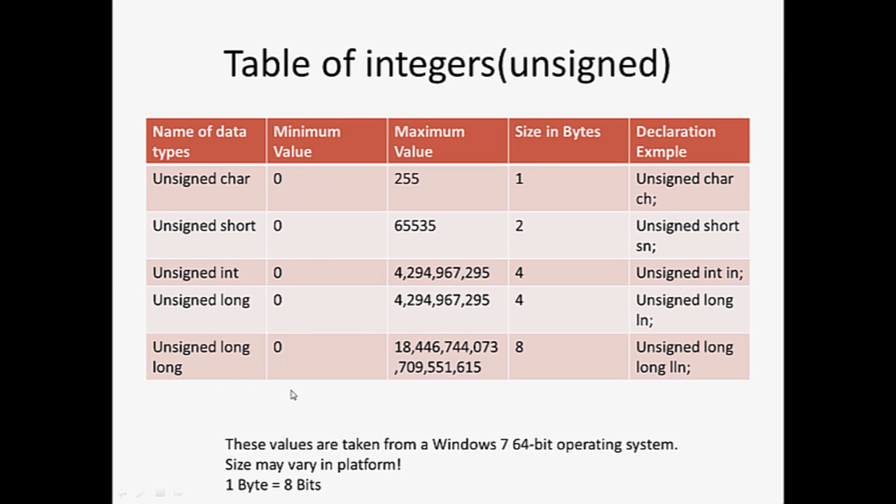There is no Boolean sign here. But yeah, these are double values and they can't have a negative. And here's also a declaration example.